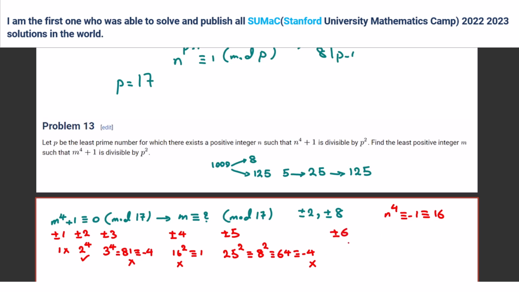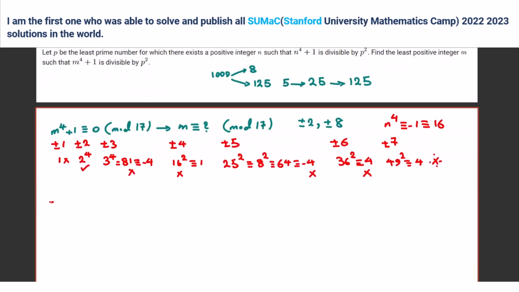Plus minus 6, you can say 36 squared, which is 2 squared, 4, is bad, right? Plus minus 7, 49 squared. So 49 is negative 2, right? It's 4. Plus minus 8, 64 squared is negative 4 squared, which is 16, is good. And finished, right? So it took around 1 minute or at most 2 minutes, right?